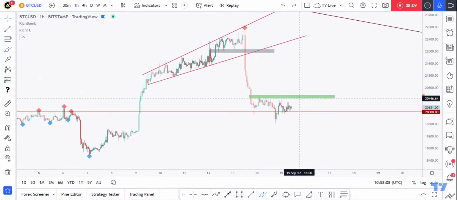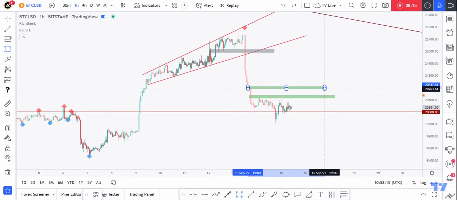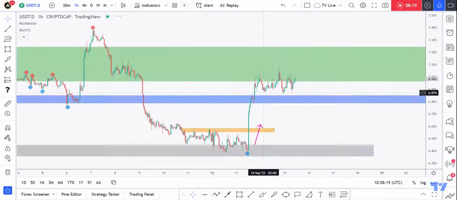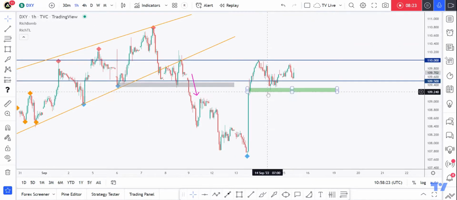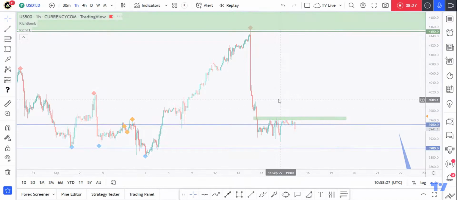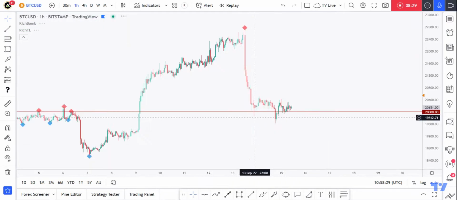Here we go. If we break above it, we'll be expecting further movement upward, of course, just like we saw on many, like USDT dominance. Let me show you real quick. This zone, instead of this and the DXY and US500, we have this one minor one and the medium term one, just like here.